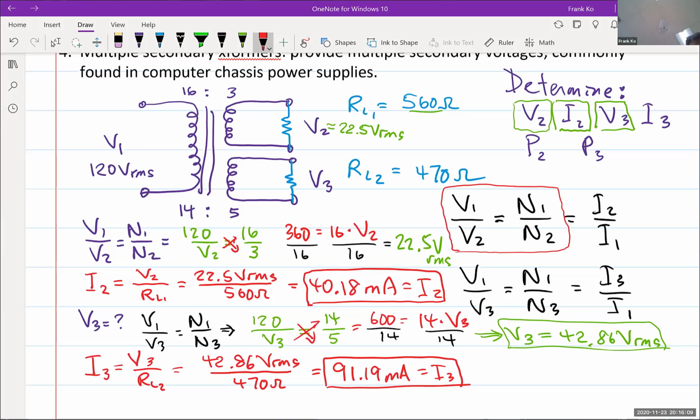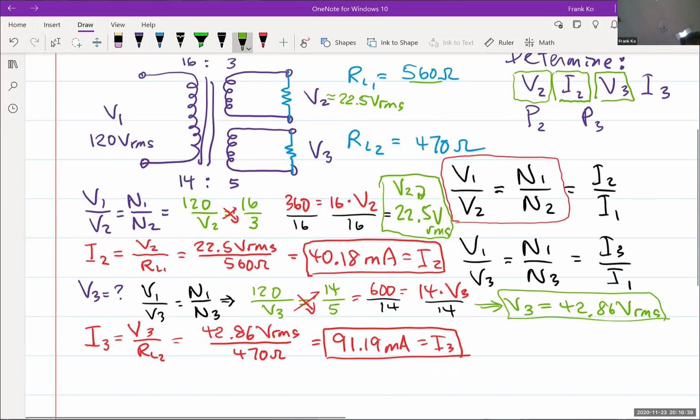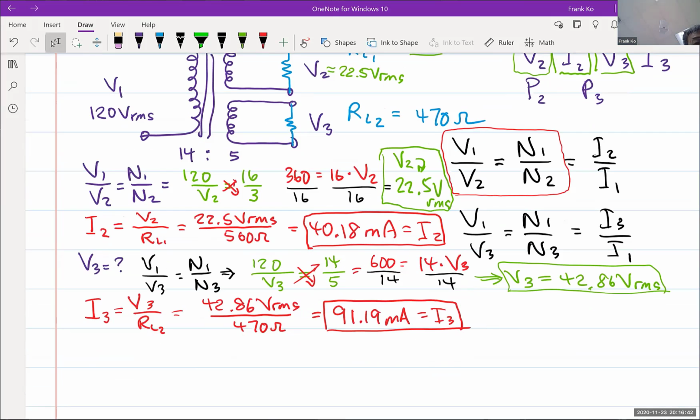Okay. Now, everybody okay with the numbers I have outlined so far in green and red? Yep. So we have a V2 over here. V2 is equal to this. Put that in a box. I have an I2 as 40.18 milliamps. I have a V3 of this, and I have an I3 of this. Do we have enough information now to be able to calculate my P2 and my P3? Okay, so Sarah, help us out. How am I going to do a P2?